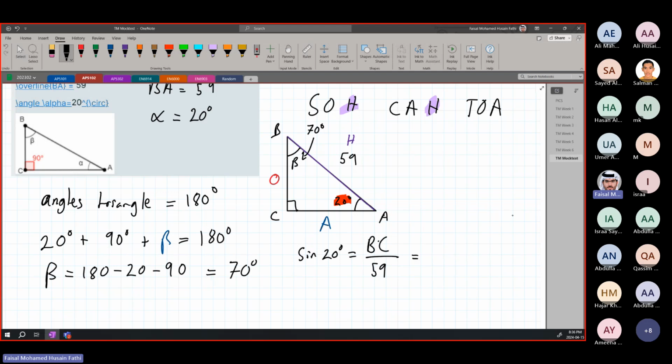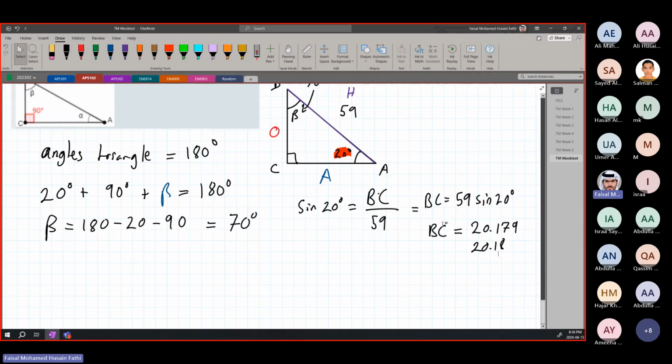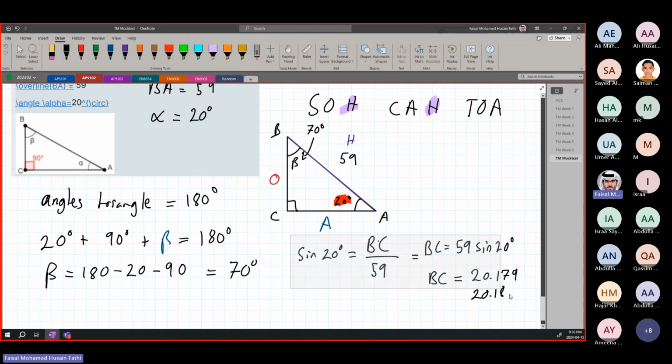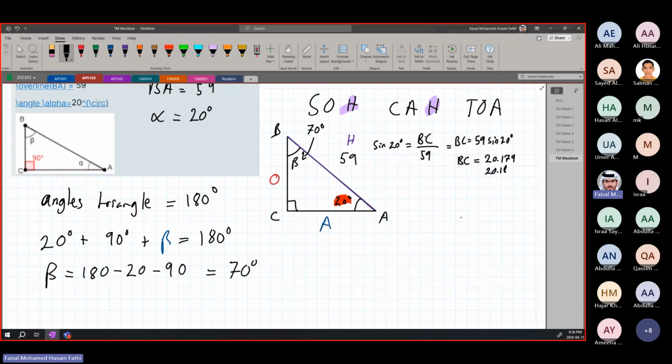Simplifying this, we're going to get BC is equal to 59 sine 20 degrees. So BC is going to be equal to 59 sine 20, which is 20.179, or 20.18 if we round to 2 decimal places. Again, the same thing we're going to do for cosine. So I'm just going to move this a bit up.